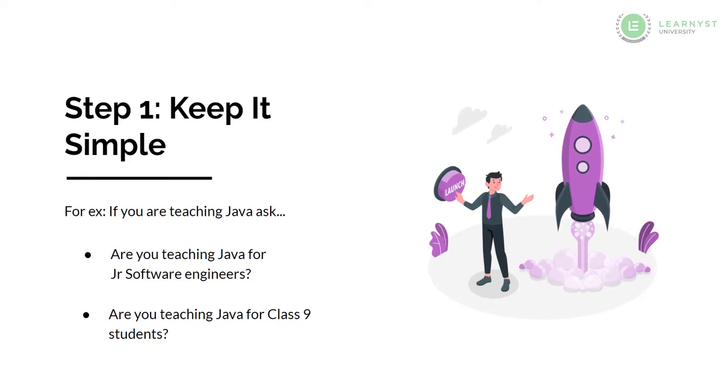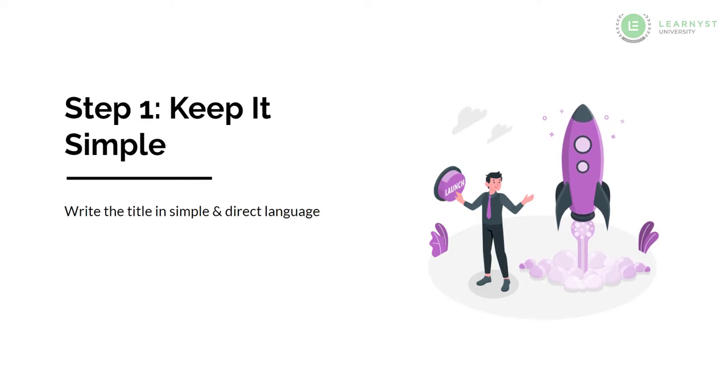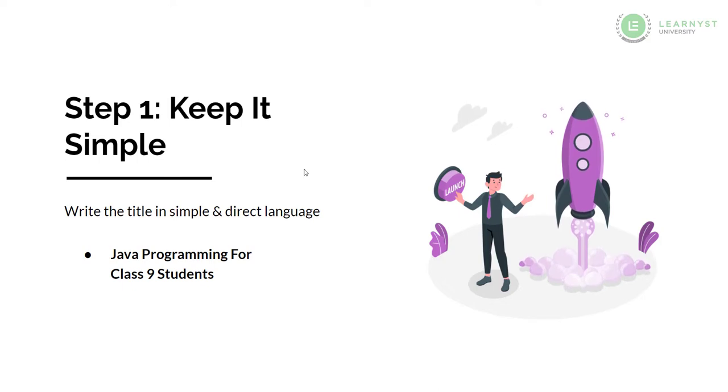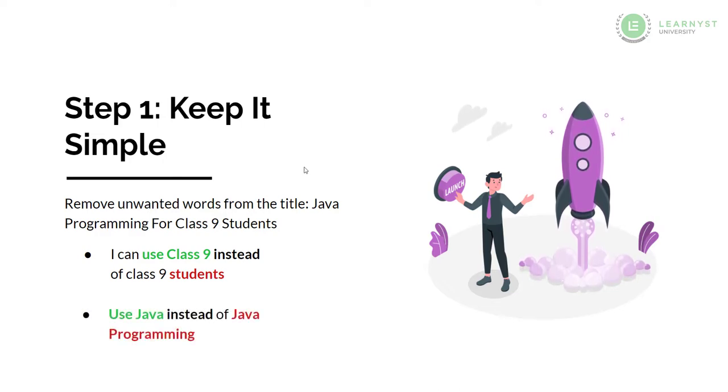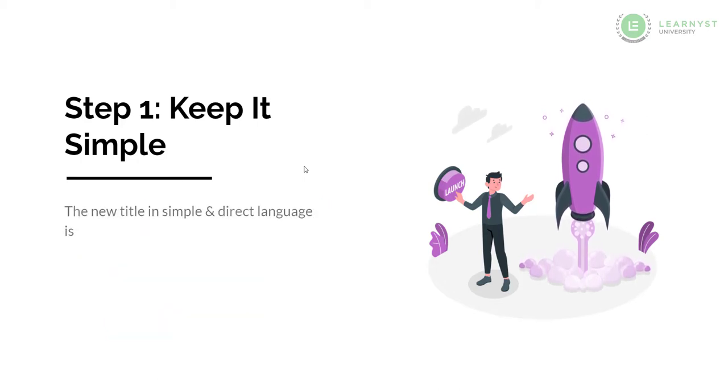Write it in a very direct way using the words that you know. For example, Java programming for class 9 students. It's really simple and direct, right? It communicates what you're teaching and to whom you're teaching. Now, in this sentence, try and remove any unwanted words. So for example, students can be removed as class 9 will imply students anyway. And you can even remove programming as the word Java itself will clarify that it's a programming course. So your new simple title will look something like Java for class 9th. Follow the above steps and come up with a very simple course title.